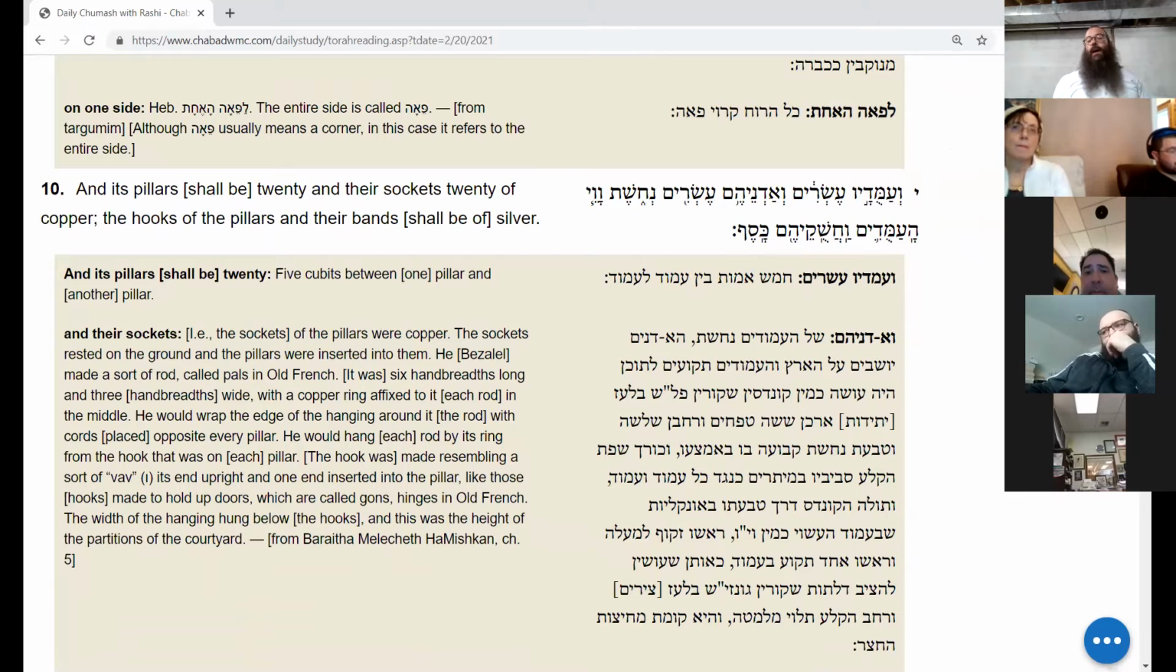Now, how did it stand up? How did you get this huge movable wall, this huge movable fence, this huge movable screen, to stand? There were 20 pillars, 20 pillars that created it.